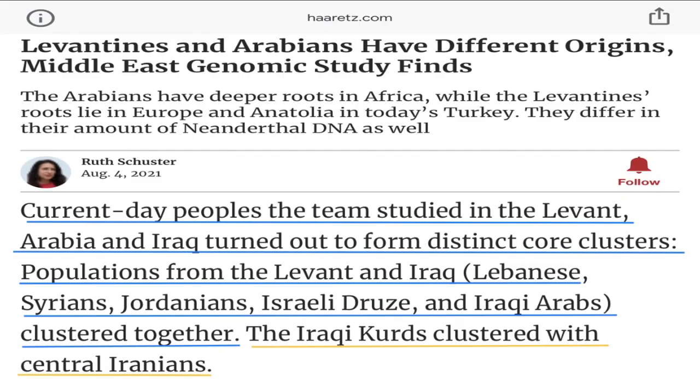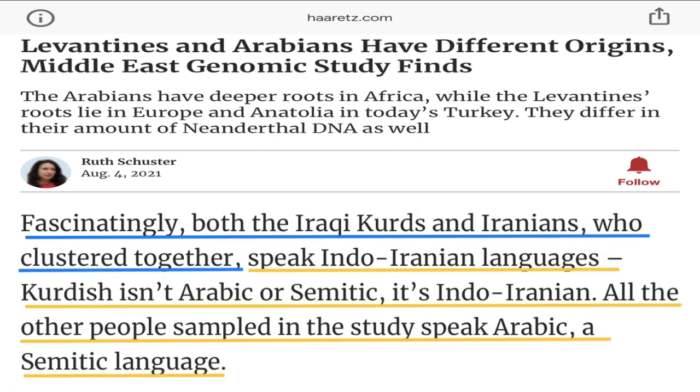And so what does this paper say? Current day peoples, the teams studied in the Levant, Arabia, and Iraq turned out to form distinct core clusters. Populations from the Levant and Iraq, Lebanese, Syrians, Jordanians, Israeli Druze, and Iraqi Arabs clustered together. The Iraqi Kurds clustered with Central Iranians. Iranians are Indo-Europeans.